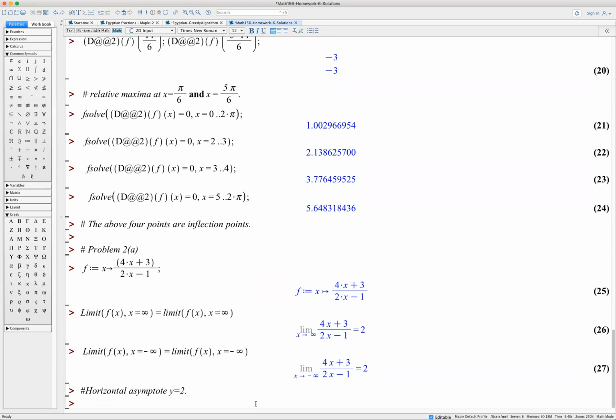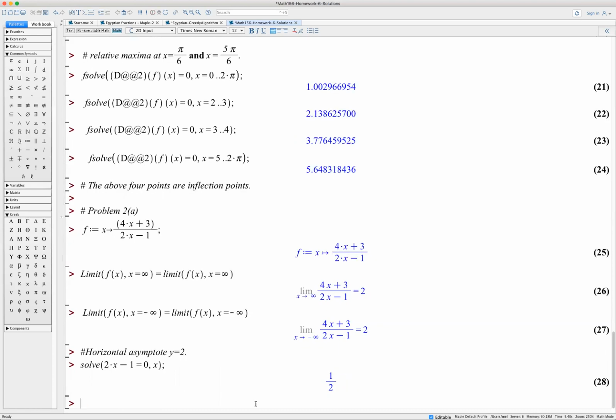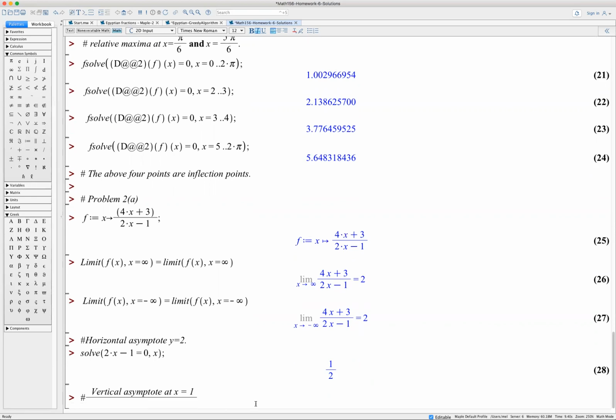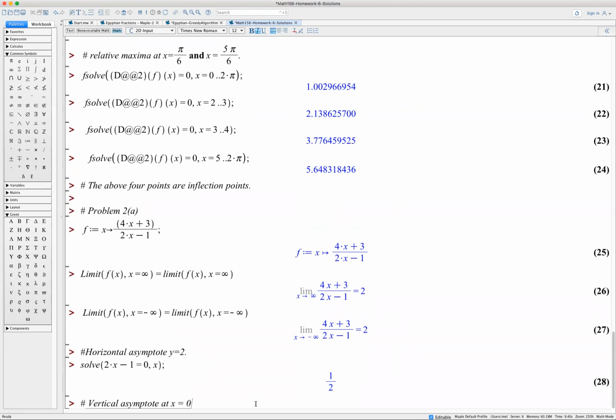And this function is undefined where the denominator is 0. If we solve 2 times x minus 1 equals 0, we get a half. So we have a vertical asymptote at x equals a half. I'll just write it as 0.5.